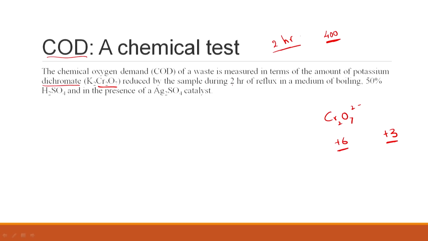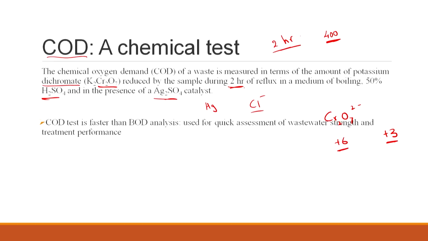Again, we conduct this test in 2 hours, in the presence of acid and in the presence of silver catalyst, and we typically also add mercury to rule out the effects of Cl minus, but again this is way too much technical content for this class. We are not going to look at that.